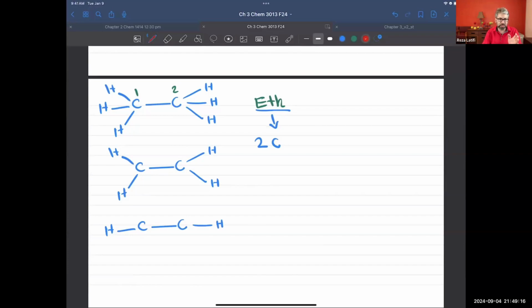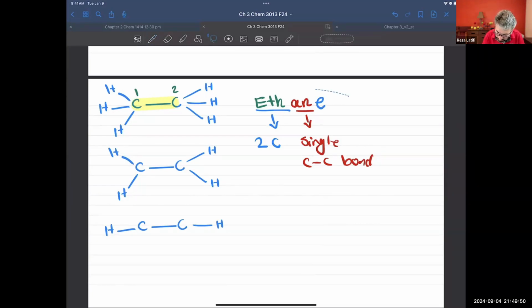Next, I see a single bond between carbon and carbon. Because it's a single bond, I'm going to say AN. AN represents a single bond. And how about the last part? Last part, I'm going to simply add E to it. So this one will be ethane. The correct name for it will be ethane.